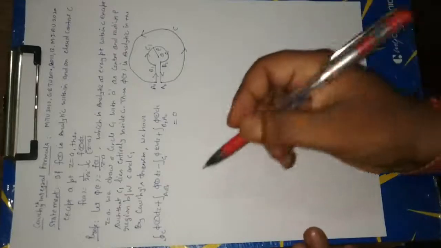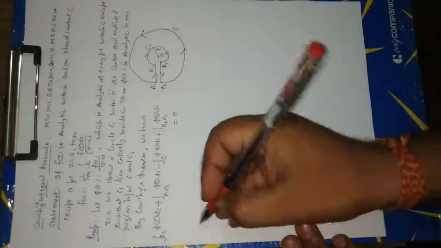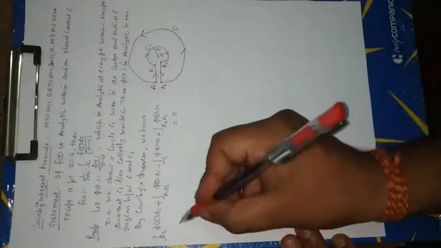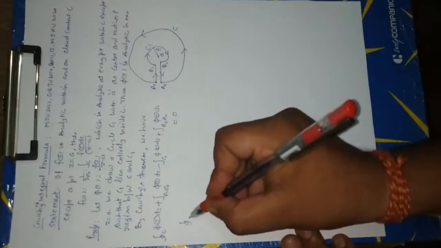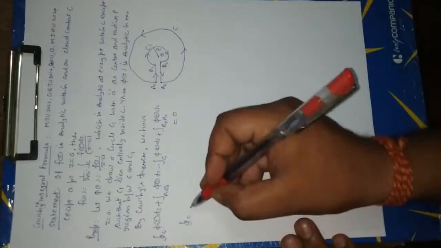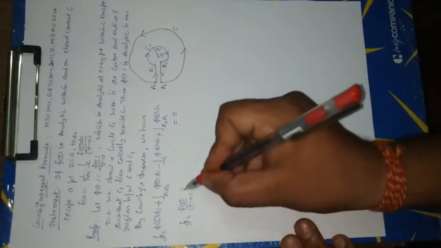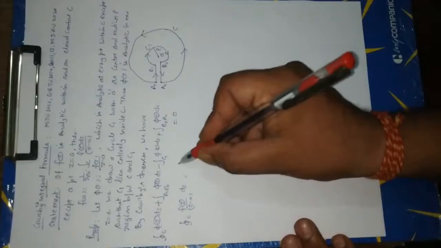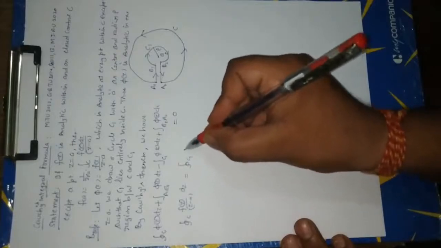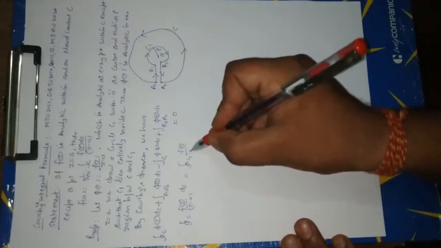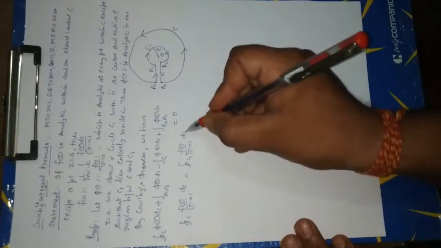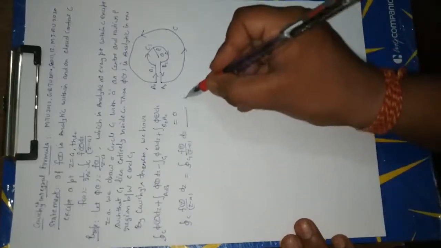Since A1B1 and B2A2 are equal but opposite in sign, they cancel each other. Now integration over contour C, putting the value of phi(z) as f(z) upon z minus a, dz equals integration over contour C1 of f(z) upon z minus a dz. This is considered equation number 1.